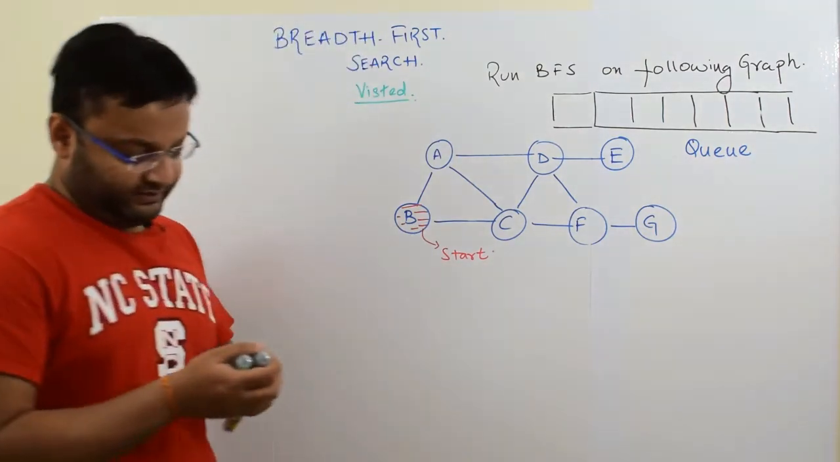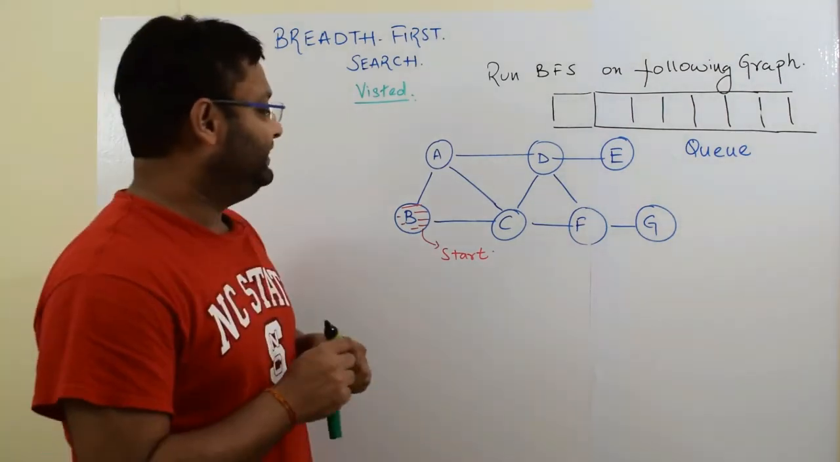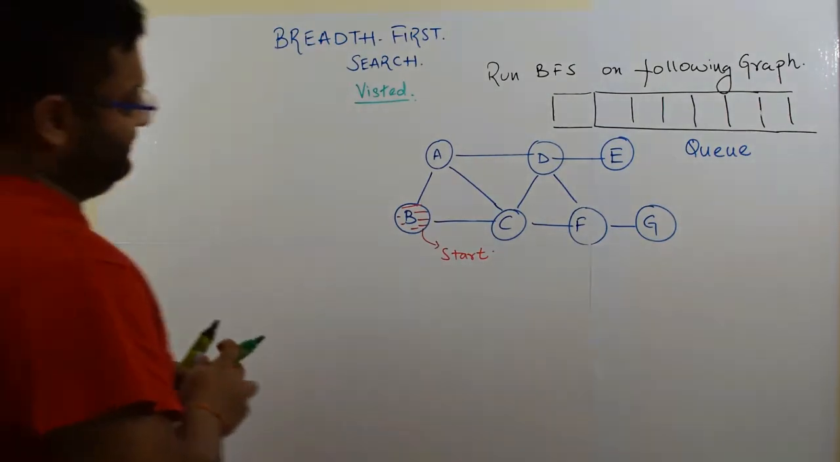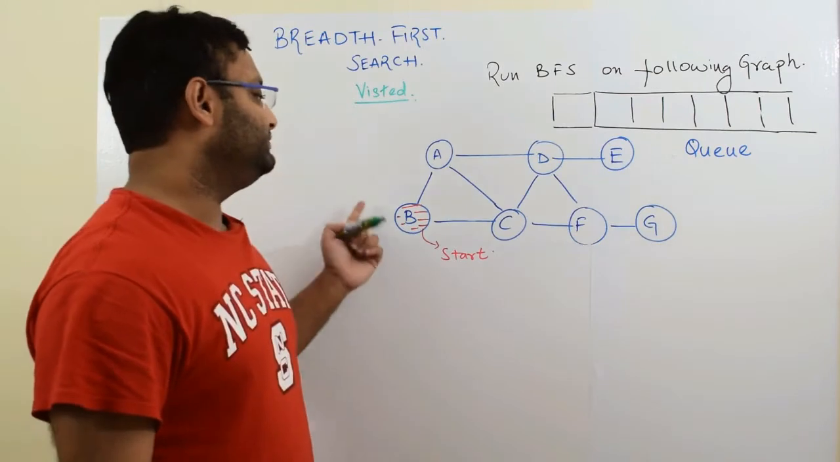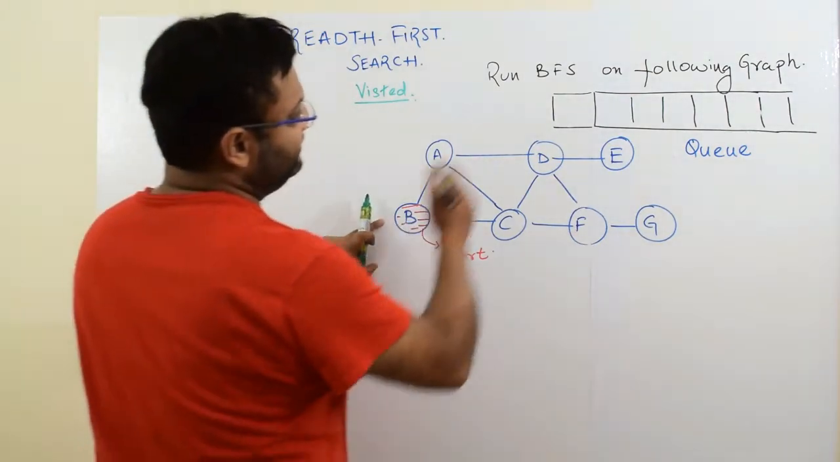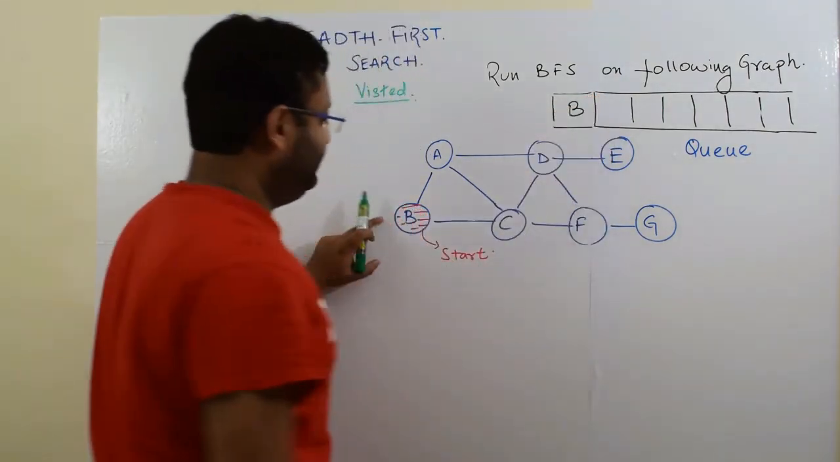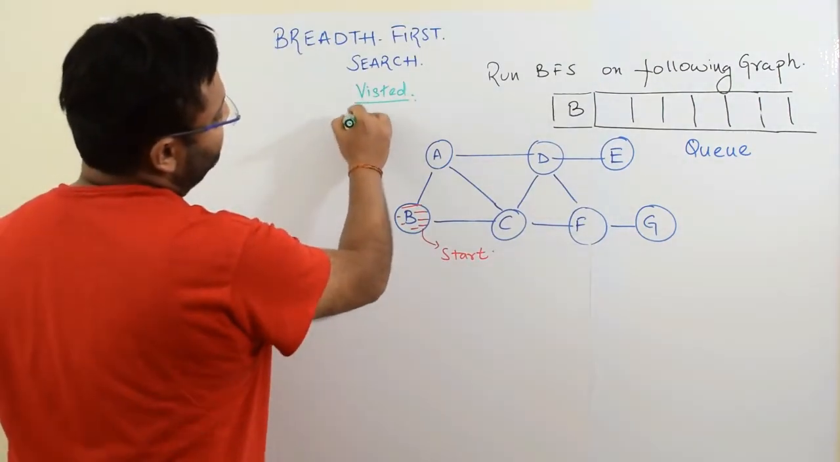So let's take this example. In this graph, B is my starting node. From B, I have to start the BFS traversal. Now, as per the algorithm which we saw in detail in the previous lecture, how will we proceed? First of all, we'll push B into the queue, right? And mark it also as visited.